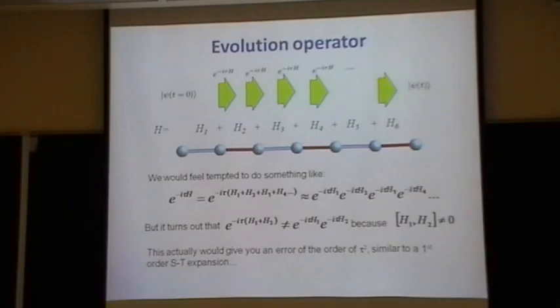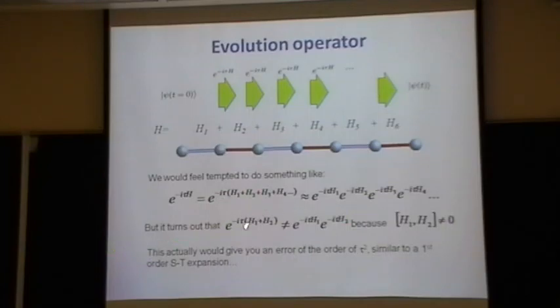In principle, one would feel tempted to do something like this. You can decompose your evolution operator, which is the exponential of the Hamiltonian, as a product of little evolution operators that act only on these links. But this is an approximation. We know that H1 and H2, for instance, don't commute. So we're introducing an error there. That's called the Suzuki-Trotter error.